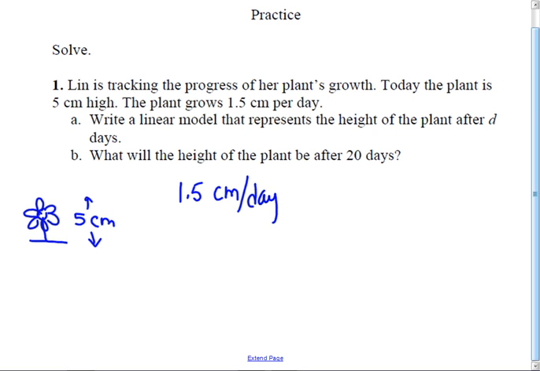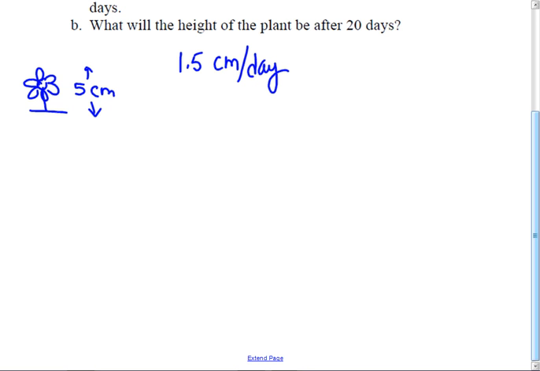Okay, so let's make a real table of values that will give us the equation right off. And if you can write the equation without a table, be my guest. I can do it, but I don't know if you can yet. So write a linear model that represents the height of the plant after D days.